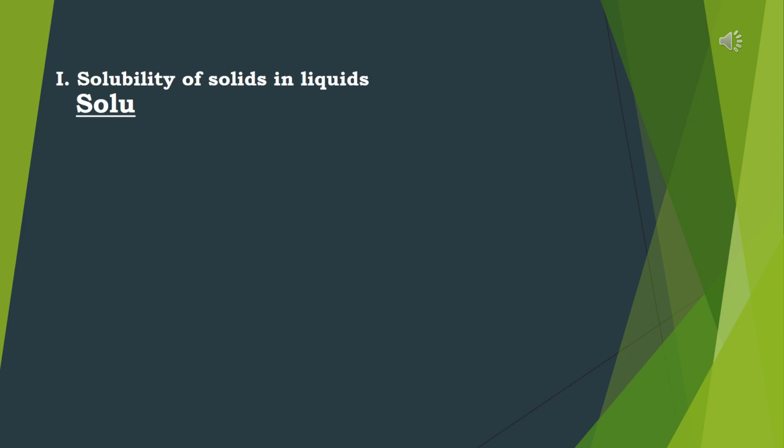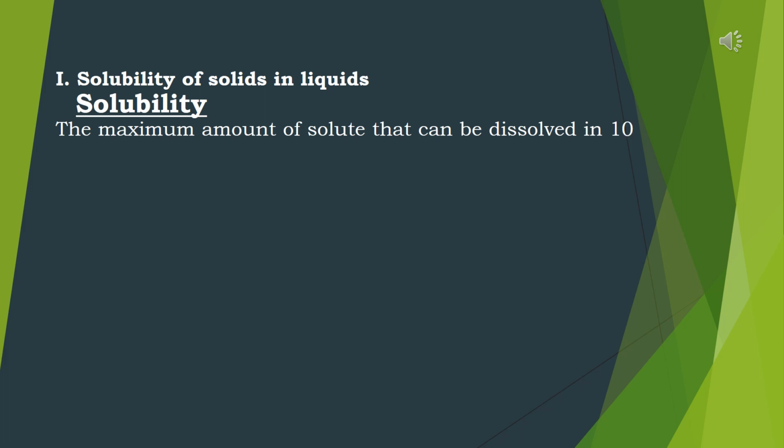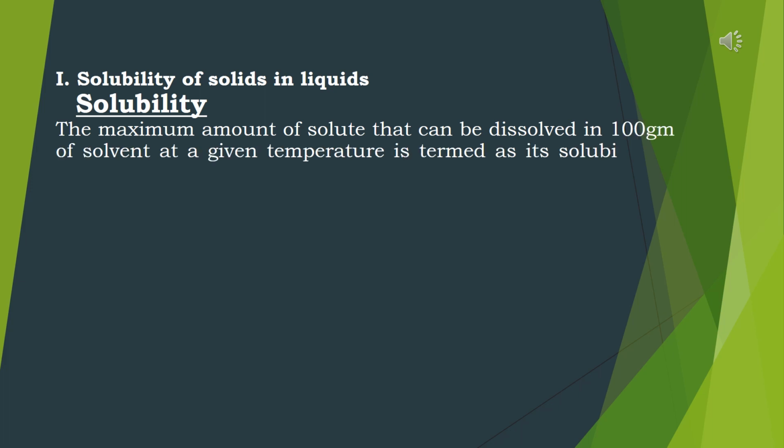So first of all, what is solubility? The maximum amount of solute that can be dissolved in 100 gram of solvent at a given temperature is termed as its solubility at that temperature.